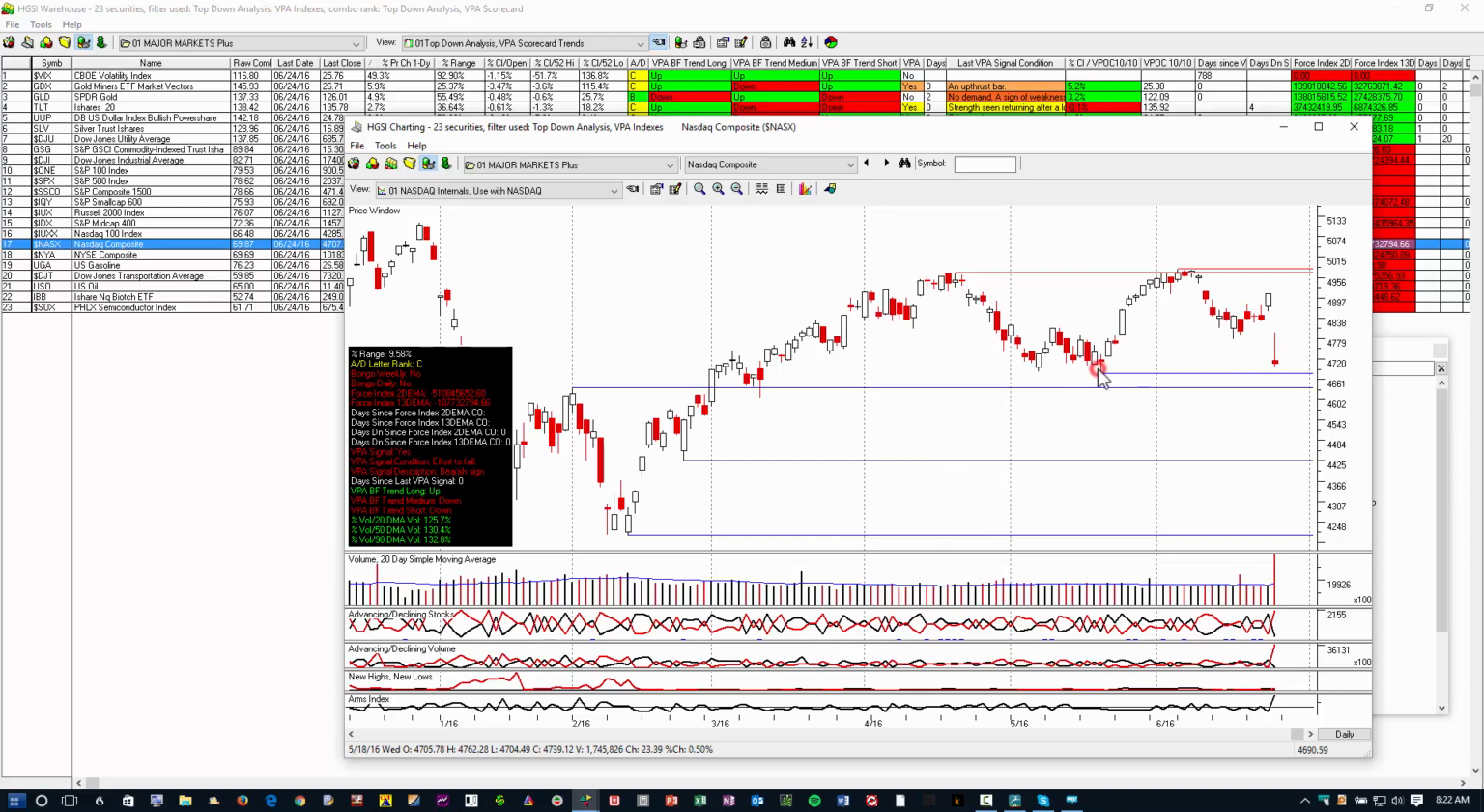Where we are here, this is where the NASDAQ Composite stood back in mid-May. That was May 19th. And we're just about at that level again. So, yes, it was a massively negative day with a huge volume spike. But we have not broken this support yet.